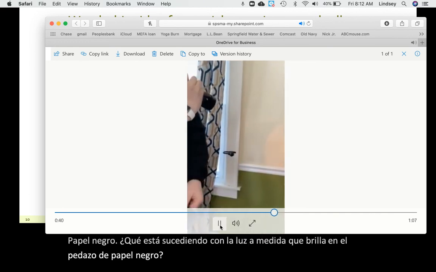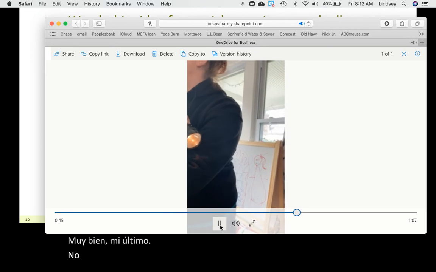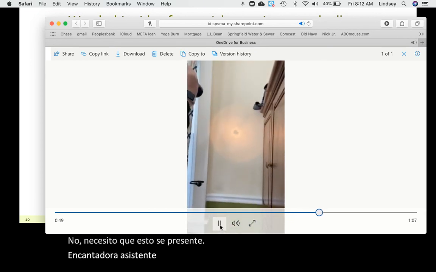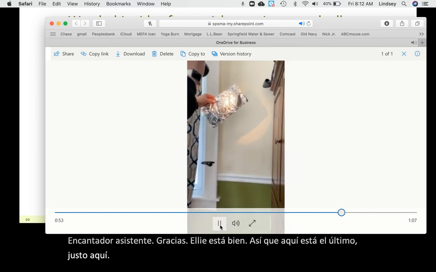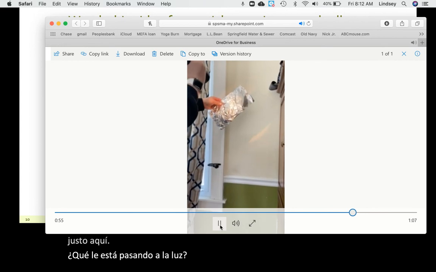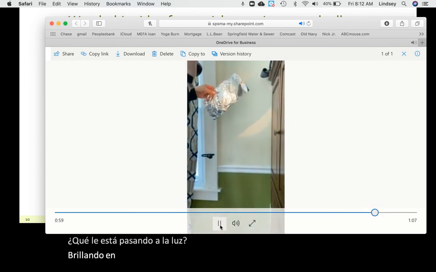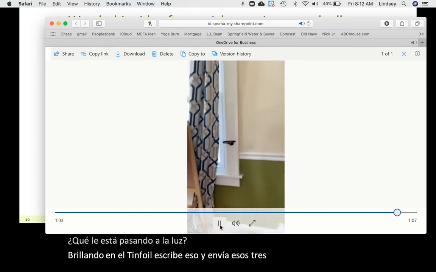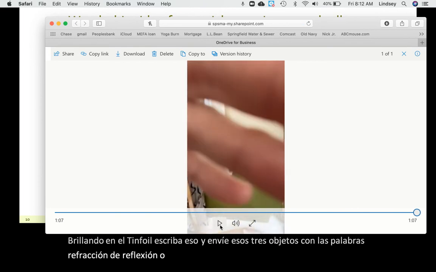All right, my last one. No, I need this tinfoil. My lovely assistant. Thank you, Ellie. Okay, so here is the last one right here. What is happening to the light as it is shining on the tinfoil? Write that down and send those three objects with the words refraction, reflection, or absorption to your fourth grade teacher.